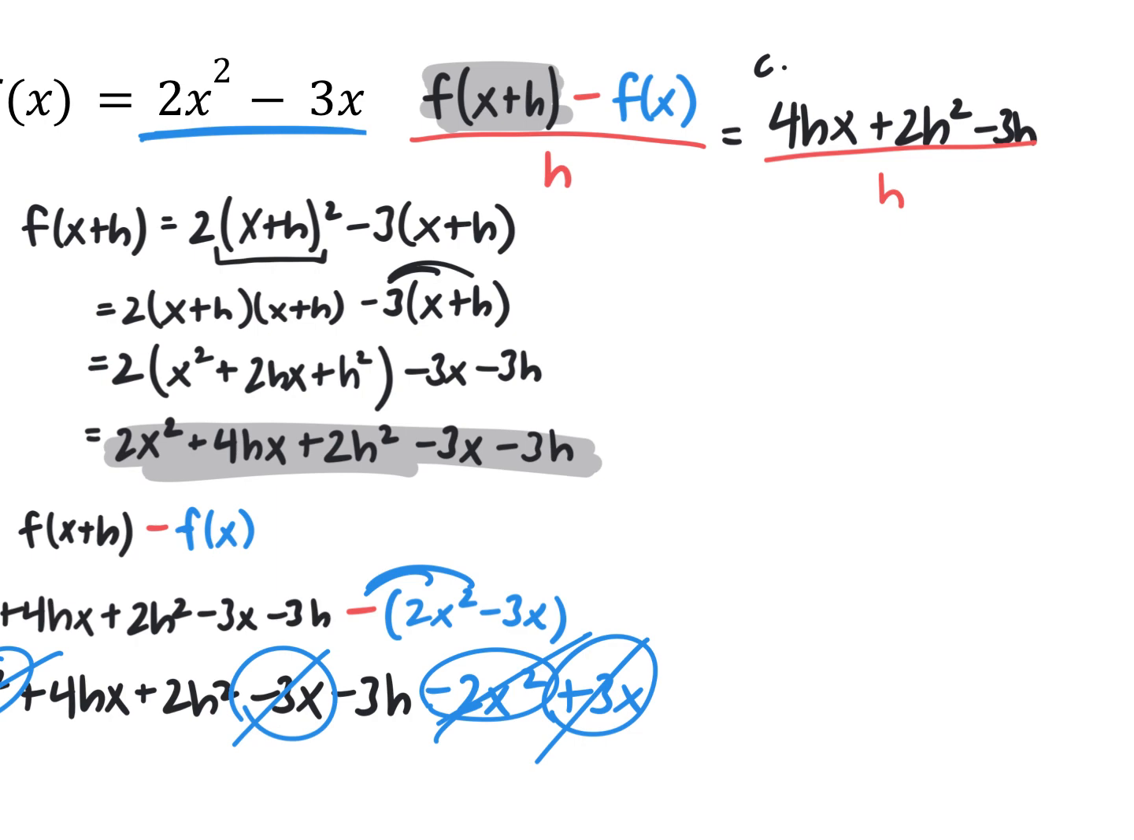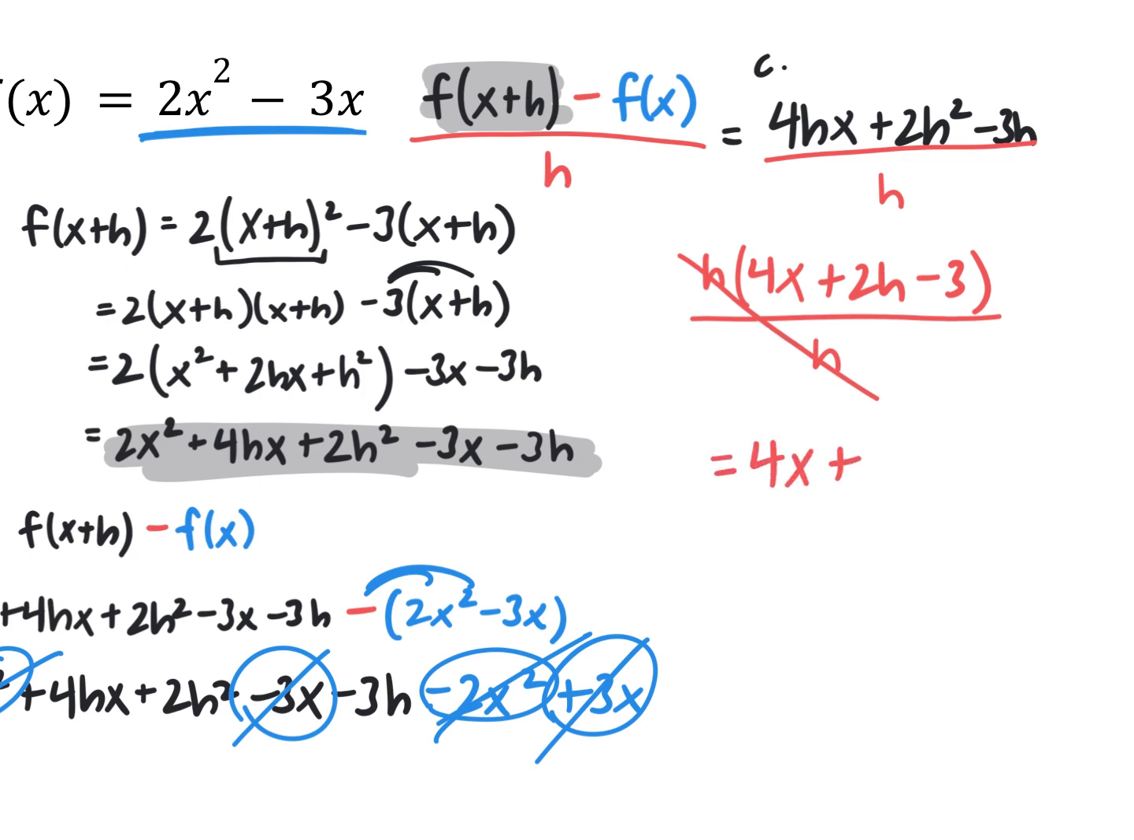So what could I do from here? Can I simplify this anymore? Yeah, what could I take out at the top? An h. So let's take an h out. If I take an h out, I'm left with 4x plus 2h minus 3. That's all divided by h. So now those h's go away, and your final answer is 4x plus 2h minus 3. Okay, and that is your answer.